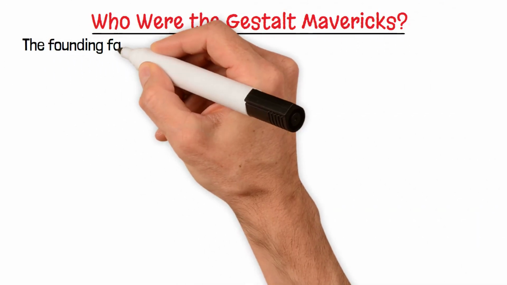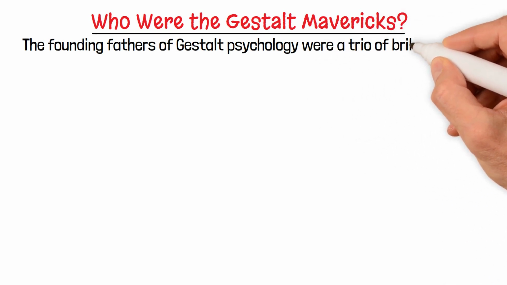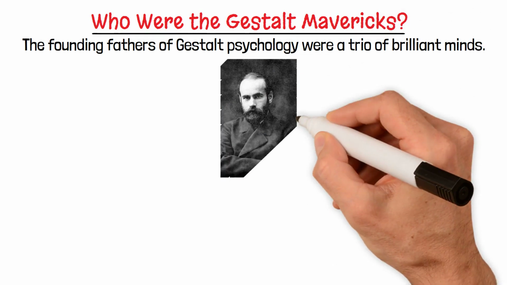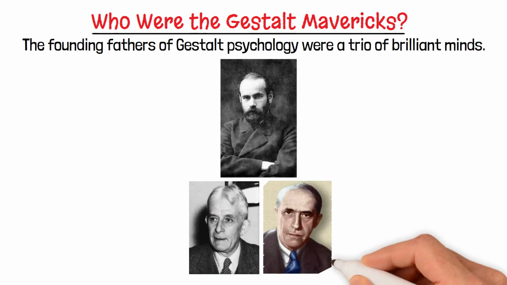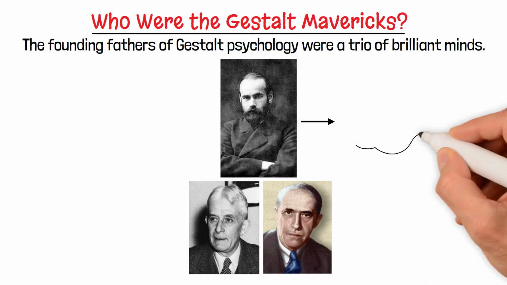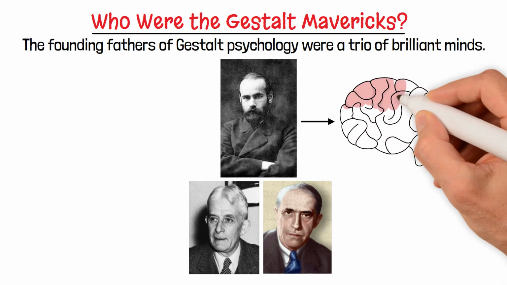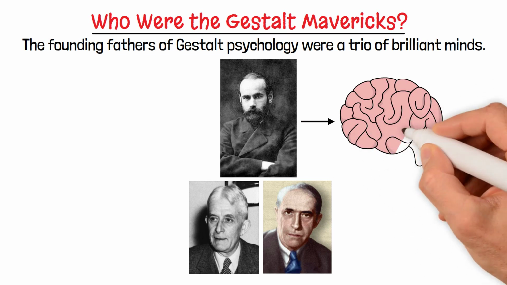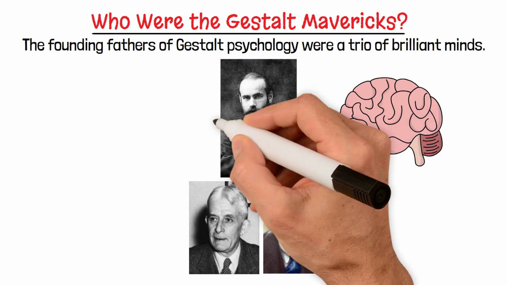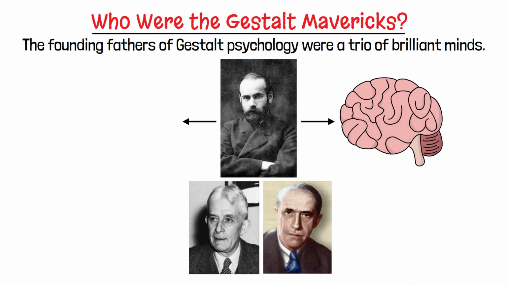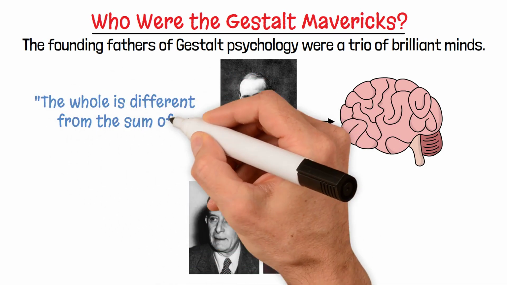Who were the Gestalt mavericks? The founding fathers of Gestalt psychology were a trio of brilliant minds: Max Wertheimer, Wolfgang Kohler, and Kurt Koffka. These three musketeers of psychology were less about slicing and dicing the mind into tiny pieces and more about looking at the whole picture. Their mantra was simple yet profound: the whole is different from the sum of its parts.